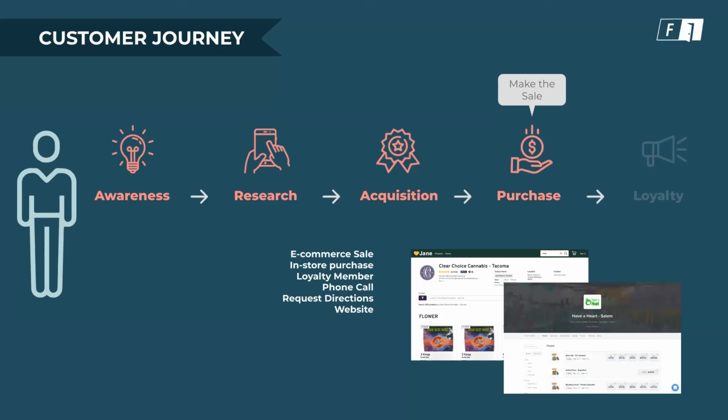You want to drive people to take action. So that's going to either be in the form of a phone call to get more information on products, a website visit, or request for directions. You should have that available in your Google My Business profile. You should have it available on your website, and just make it as easy as possible for someone to make a purchase.